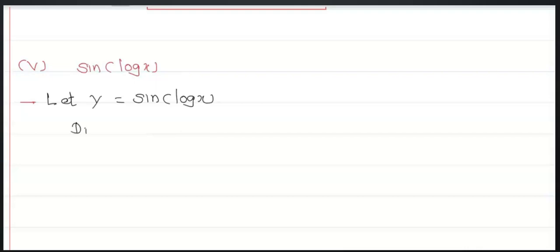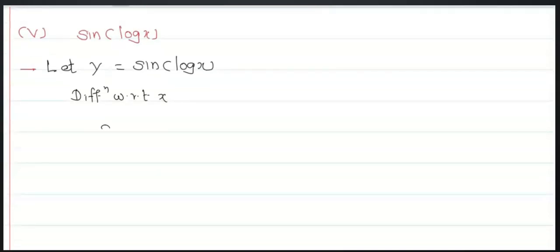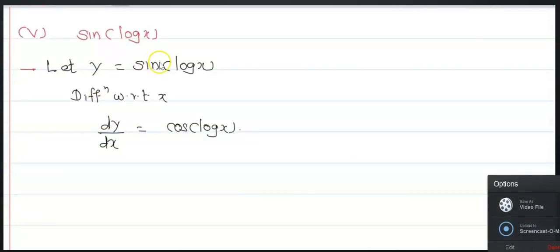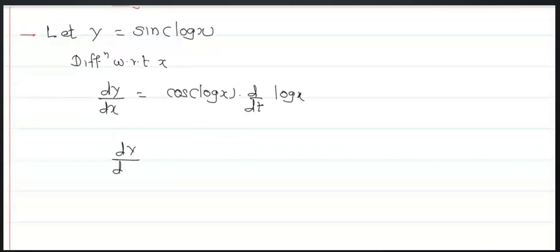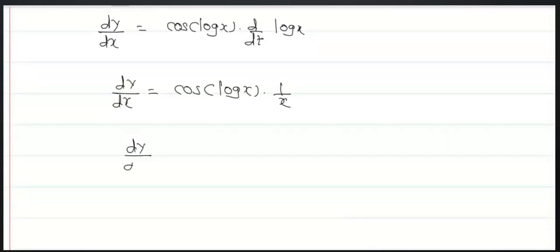Now the next is sine of log x. Let y is equal to sine of log x. Now differentiate this with respect to x. Therefore, dy by dx is equal to cos of log x. Now this is a composite function. First derivative of sine is cos of log x, and then derivative of log of x, which is 1 upon x. Therefore, dy by dx is equal to cos of log x into 1 upon x. Therefore, dy by dx is equal to cos of log x upon x.